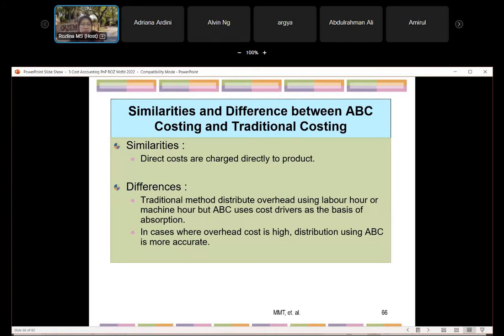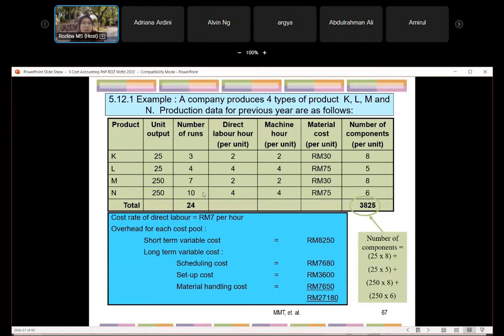For the ABC, normally we determine the driver to measure its cost pool or activities, such as machine hour, number of runs, number of components and so on. Okay, now we go straight to the same exercise, but use ABC activity as posting.